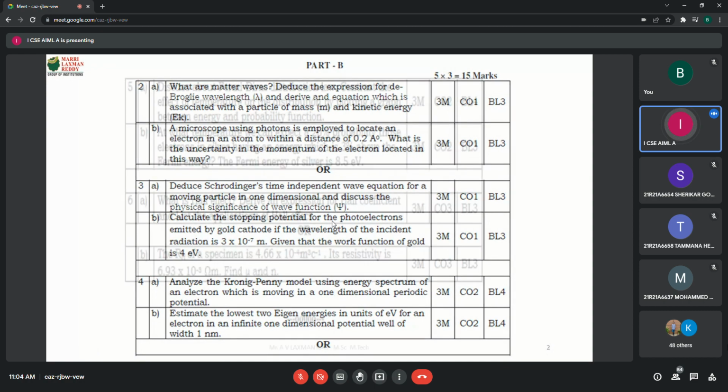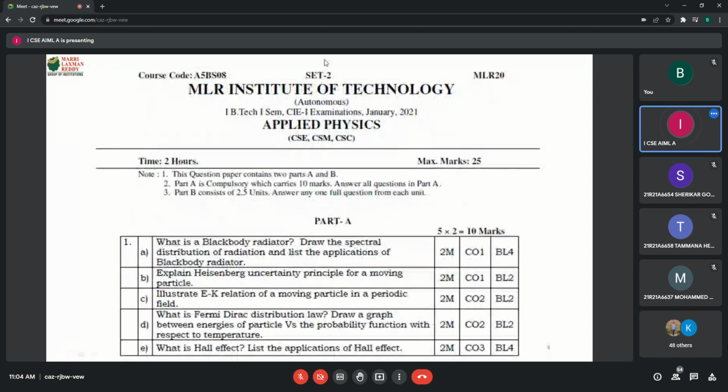So set 1 first unit, this is the situation. Now let us move to set 2. What are all the questions that were given under unit 1 itself? Unit 1 in the second set, second question paper, if you take, see here: what is black body radiator? Actually the first question is Compton effect, Compton shift, but it was not repeated here. But this question is from unit 1 only.